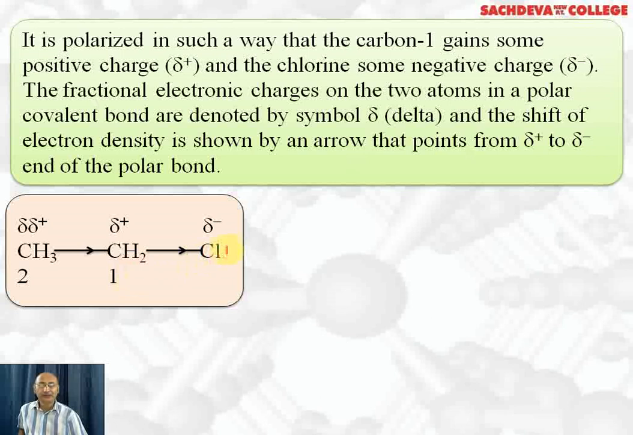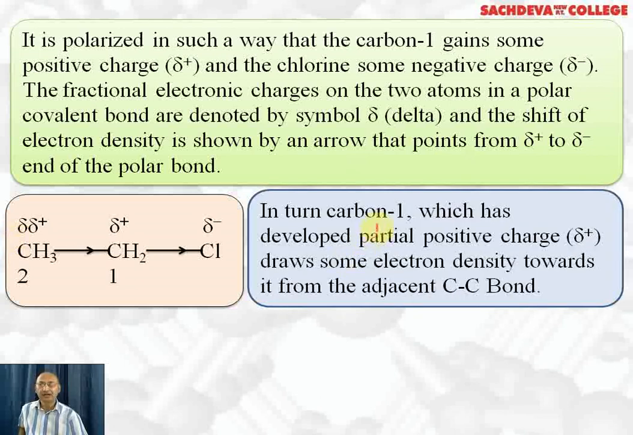The chlorine, being more electronegative, acquires a small negative charge denoted by delta negative. This carbon, which is directly attached to the chlorine, acquires a small positive charge. The second carbon, which is away from this chlorine atom, acquires an even smaller positive charge denoted by double delta. And if we had a third carbon, it will acquire triple delta positive, meaning even smaller. And the fourth carbon will have even smaller. After the fourth carbon, this effect does not exist.